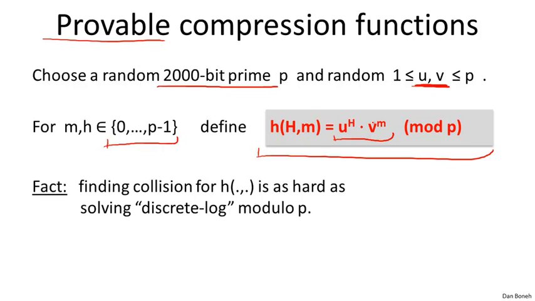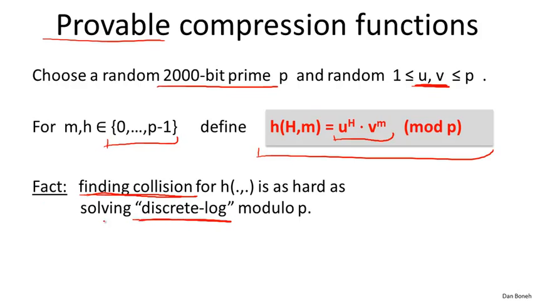And the theorem, which right now I'm just going to state as a fact, turns out to be fairly straightforward to prove, and we're going to do it later on when we get to the number theoretic part of the course. The fact is that if you can find a collision for this compression function, then you can solve a standard hard problem in number theory called the discrete log problem.